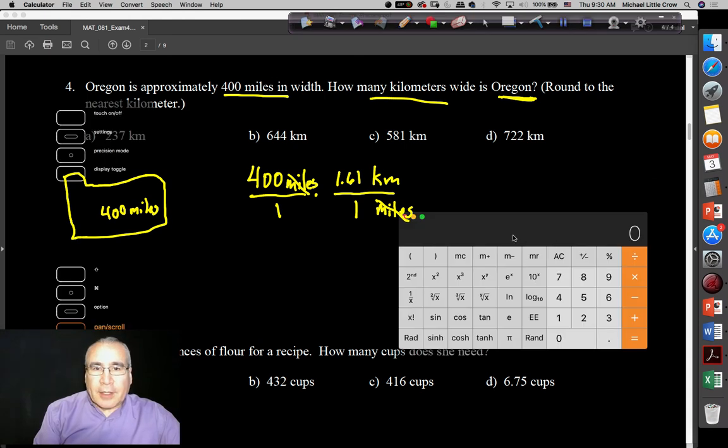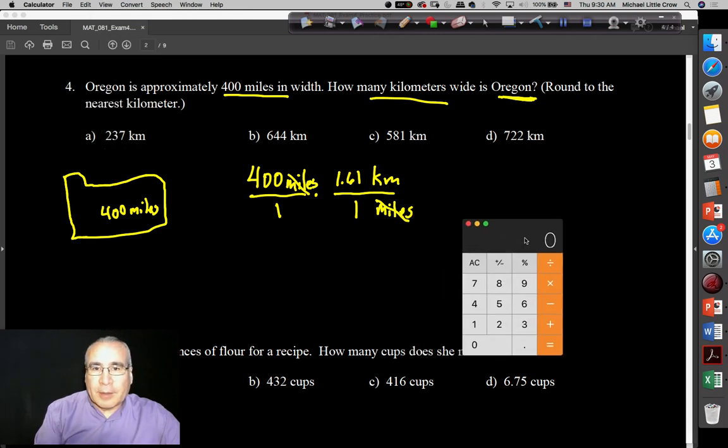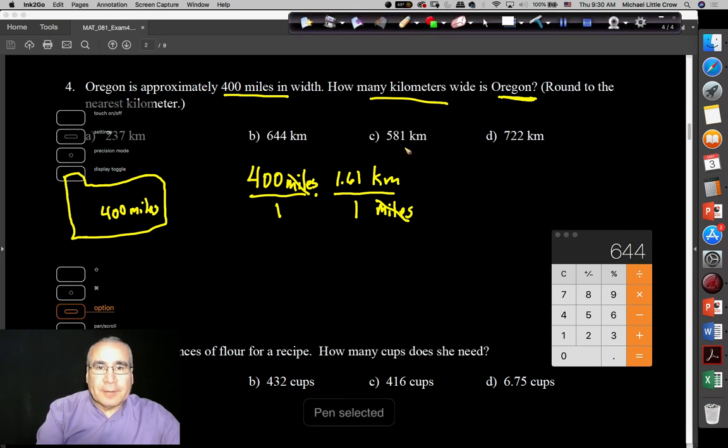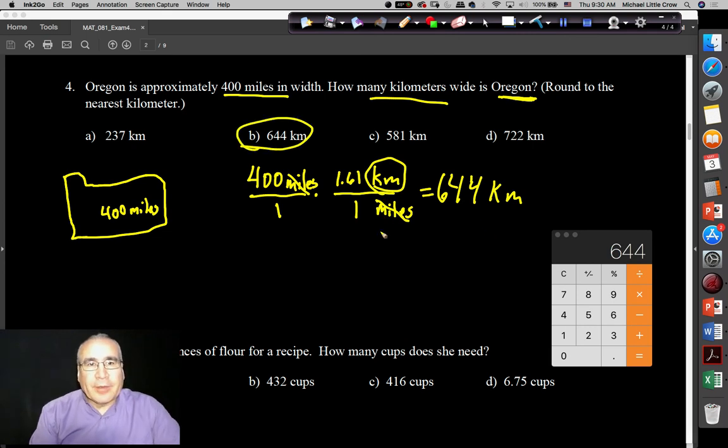So we just pull up a calculator. Let's use just the basic one, make it a little easier. So 400 times 1.61, and we get 644. And those are going to be kilometers because that's the unit that's left. There's our answer right there. Excellent. So whichever state you're given, you'll be given how many miles the width is. We're going to use this same type of conversion to figure out how many kilometers.